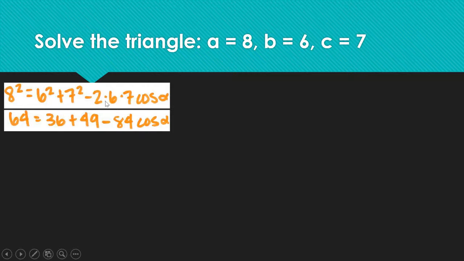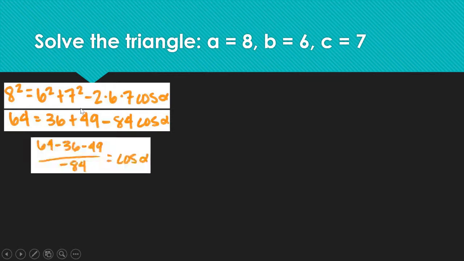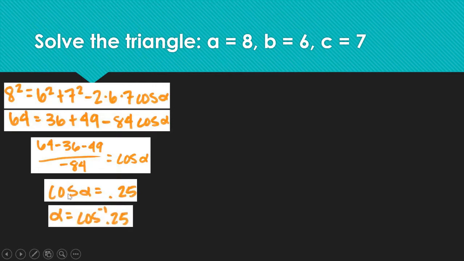And do your squares, multiply 2 times 6 times 7. So here's probably the trickiest part with this. Remember your order of operations. This last part is 84 times cosine alpha. You can't do 36 plus 49 minus 84. Just add your 36 and 49 together. So get your cosine alpha by itself. So you'll divide by negative 84, and then you get cosine alpha equals 1/4, 0.25. Then you inverse cosine to get that alpha by itself, and alpha is about 75.5 degrees.